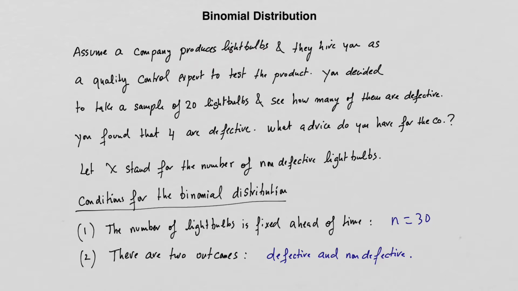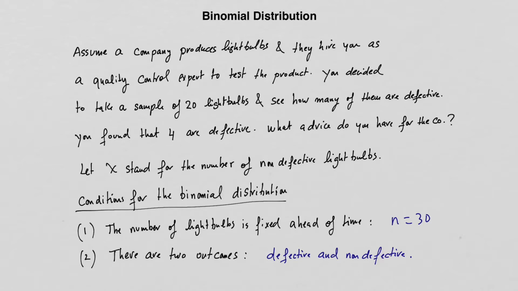Now, they hire you. They want your advice on their light bulbs. So what you did, you took a sample of 20. They probably produce 10,000 a day or something. You took a sample of 20. Right now, we don't know how to select the sample. In fact, next week, we're going to talk a little bit about how to pick a sample that represents all the light bulbs that they make. But let's say for now, you were able to select a sample of 20, and you're going to test them.